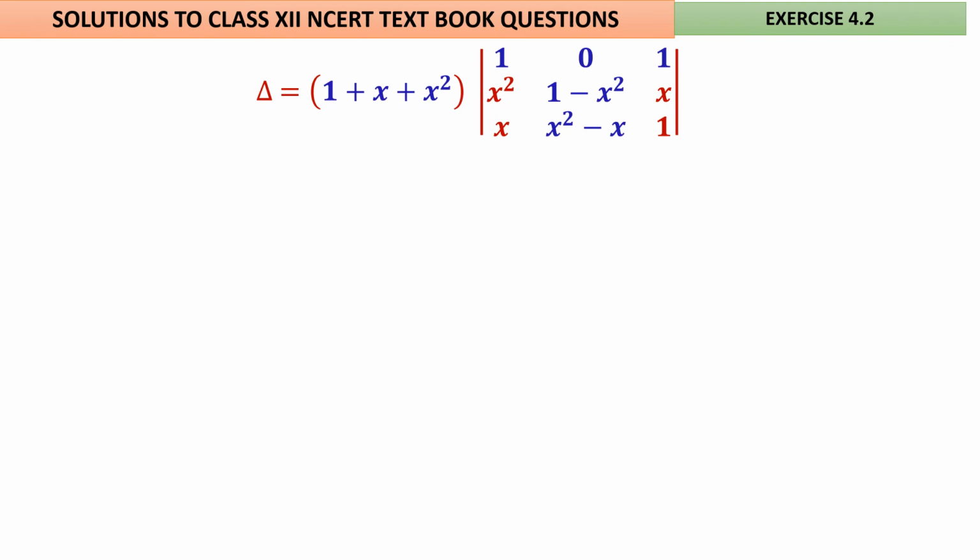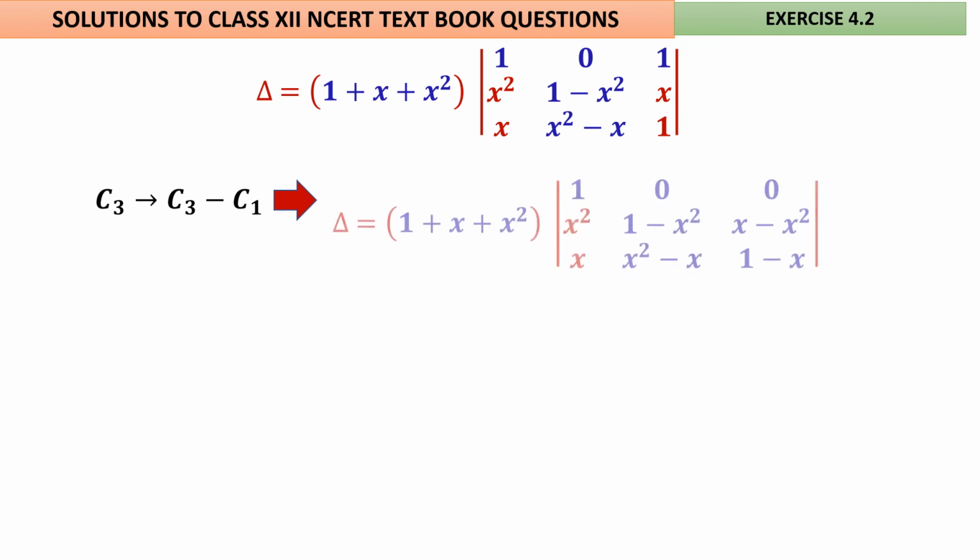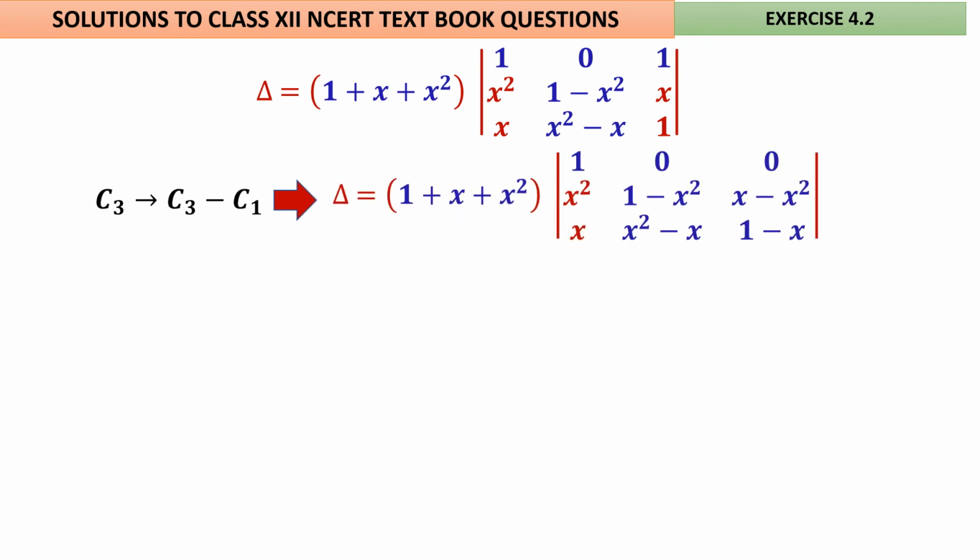Let us start from the previous step. 1 plus x square multiplied by the determinant. Already we have made the first row second column element 0. Now let us try to make one more 0. C3, write it as C3 minus C1. Therefore in the third column, 1 minus 1, with the first column it is 1 minus 1 is 0, x minus x square and 1 minus x.